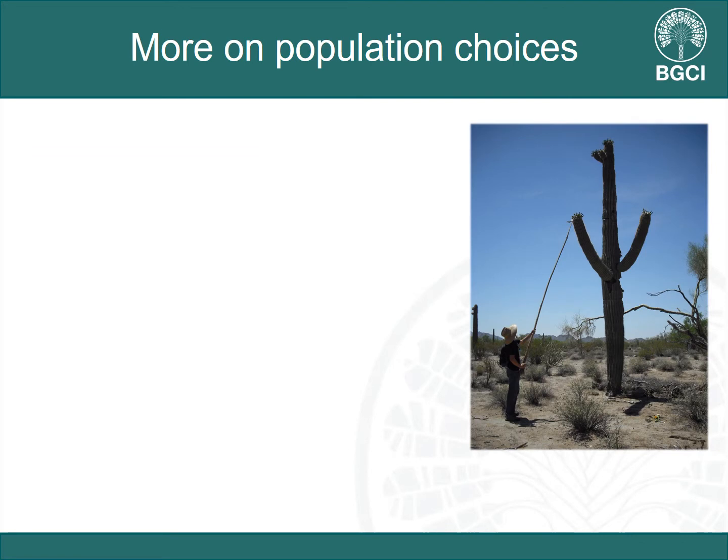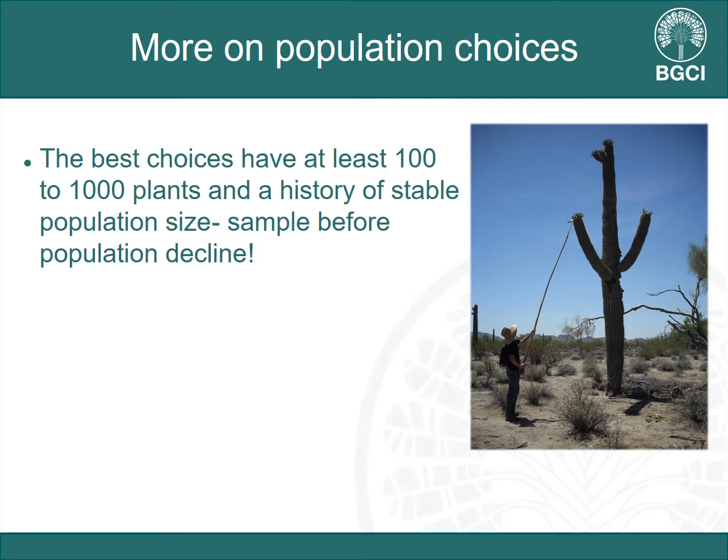A few additional notes on populations. If you have a choice, it is best to sample from populations with large size and a history of stable large size. These populations are most likely to be locally adapted and to not show inbreeding. Once a population has started to decline, it will often become less adapted.